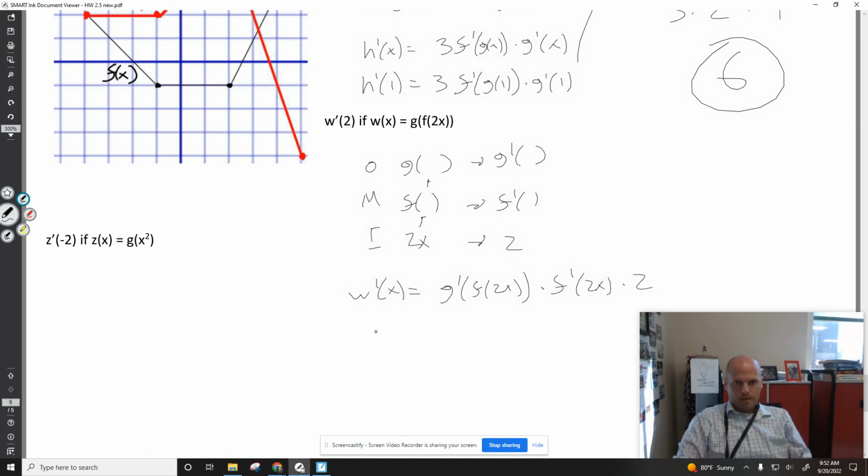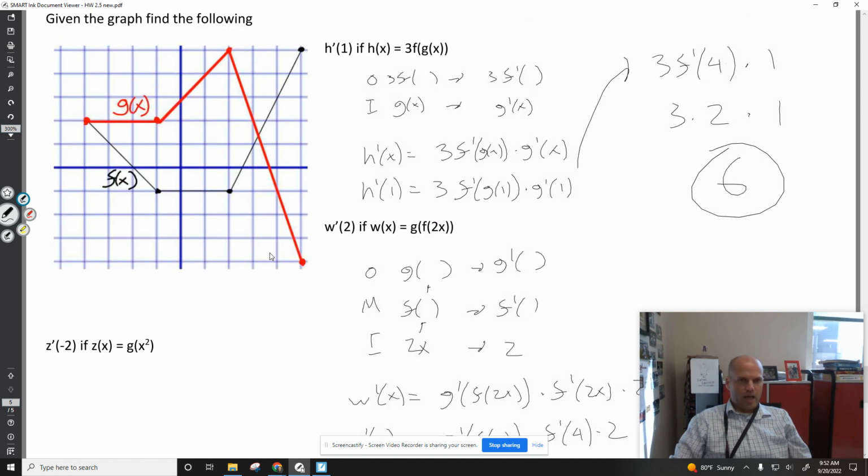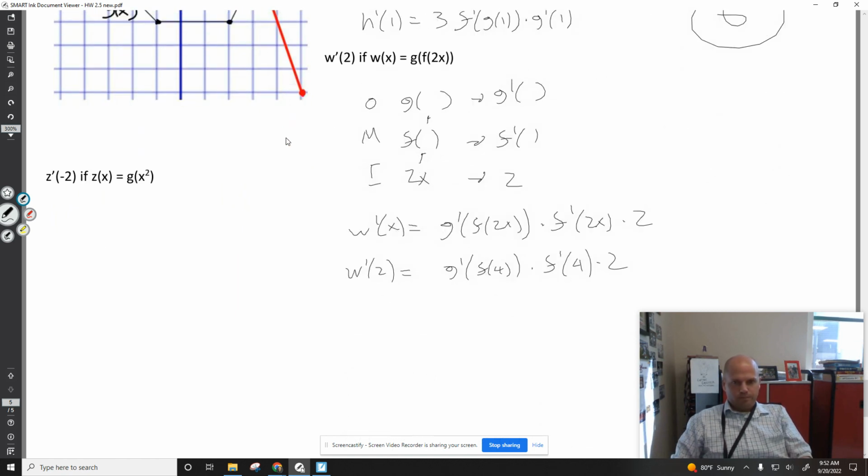Okay? Plugging in 2. g prime of f of 4. I've got to find f of 4, then find the slope of g at that point. Got to find f prime of 4, multiply by 2. So let's look at f at 4. 1, 2, 3, 4. I got 1, 2, 3. Good, this works out. So f of 4 is 3. f prime of 4 is 2. So this turns into g prime of 3 times the slope, which is 2 times 2.